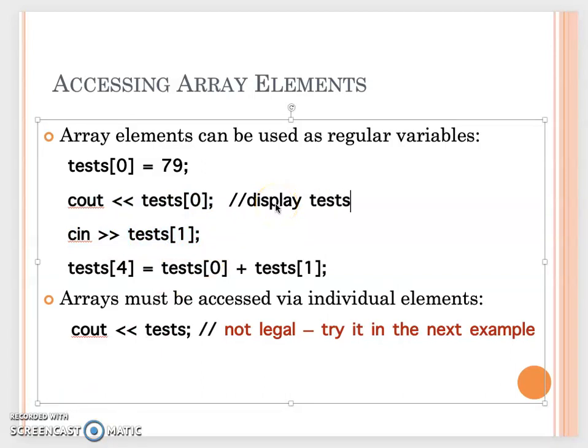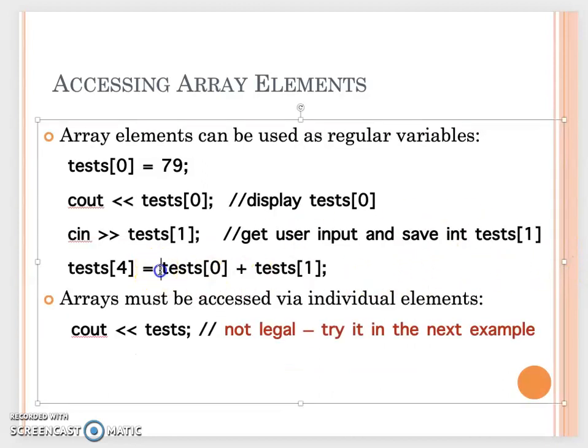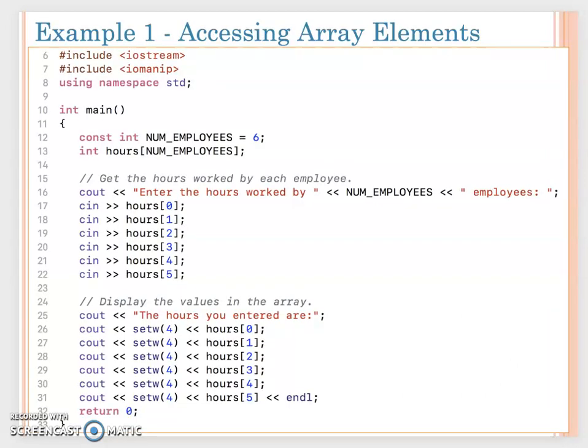So then you can see here we display test[0] in the console, or we can get user input in test[1]. Of course, if you want to add two numbers together and assign to another number, that's okay too, because each array element we treat like a variable. So here we see an example. You can download chapter 7 example 1. It shows you how to access array elements.